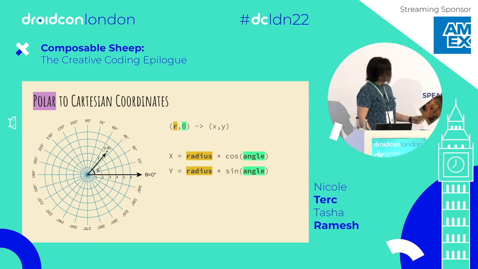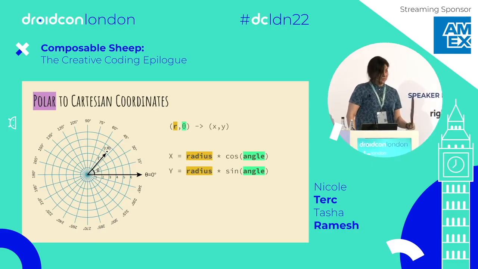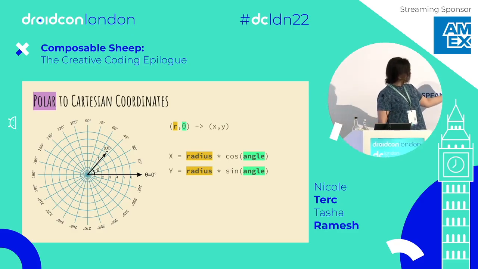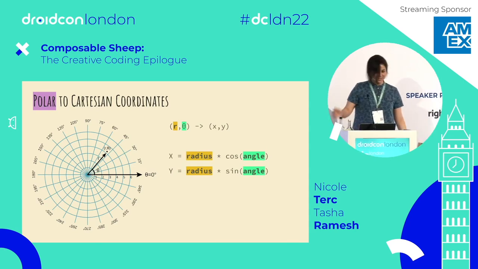In order to do that, cosine and sine are again your friends. The only thing you need to do is take the radius times the cosine or sine of the angle, and you obtain x and y. Great, not so hard, see?